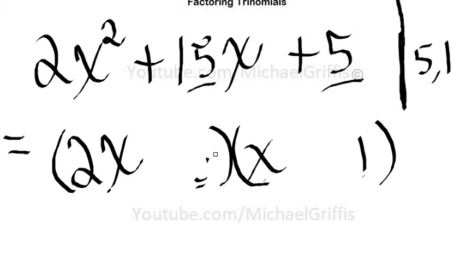Let's erase. What about if we put the 1 here and the 5 here? Let's take a look at that. 2x times x is 2x squared. 2x times 5 is 10x. And then 1 times x is 1x. And 10x plus 1x is not 15 either.